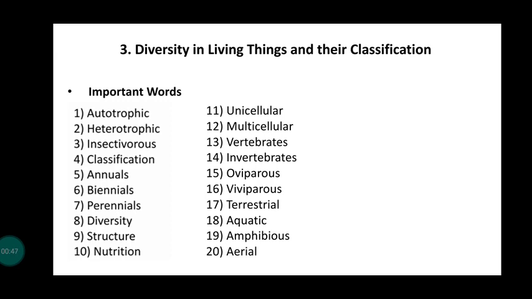You will write this lesson's name on a new page. Write lesson number 3, diversity in living things and their classification. This was homework given to you. After writing the name of the lesson, you will write these important words. There are 20 important words. If you have not written, you will write now.